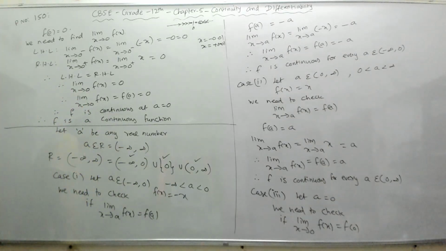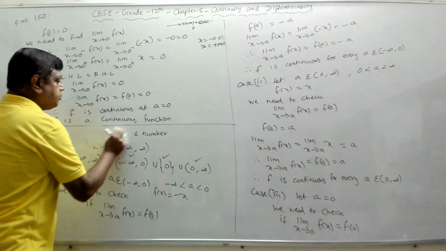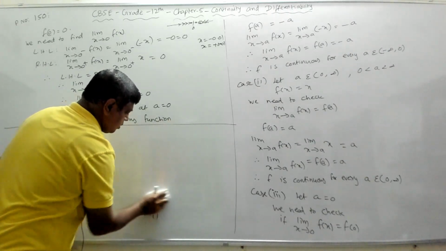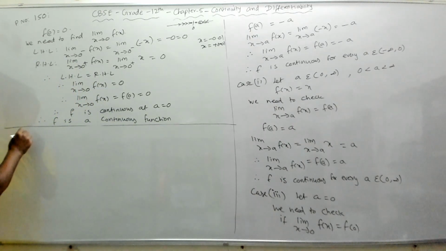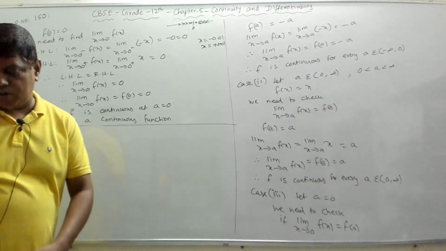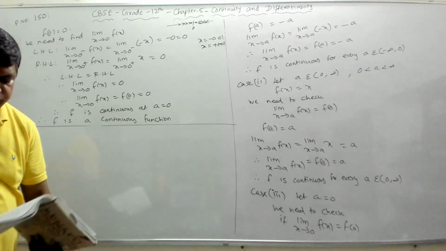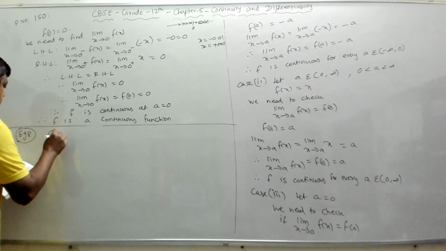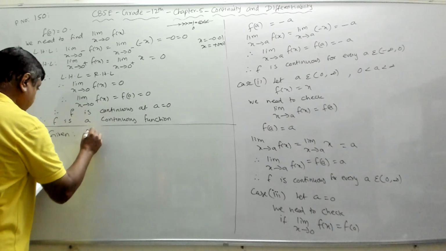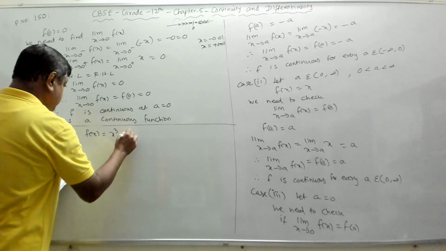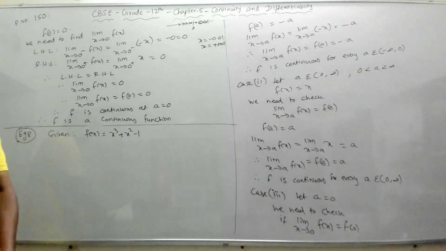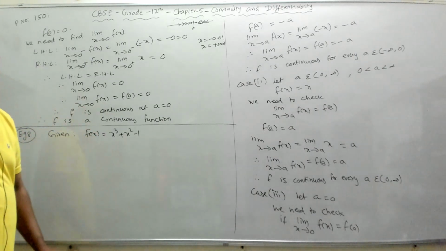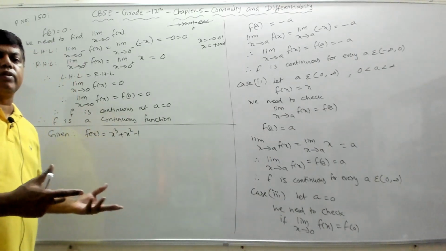I will go to the next problem, which is example 8. We should discuss the continuity of the function f. Example 8 is given as f of x equal to x cube plus x square minus 1. F of x is x cube plus x square minus 1. We have to discuss the continuity of this function. Discussing the continuity of the function means we have to check whether f is continuous or not.